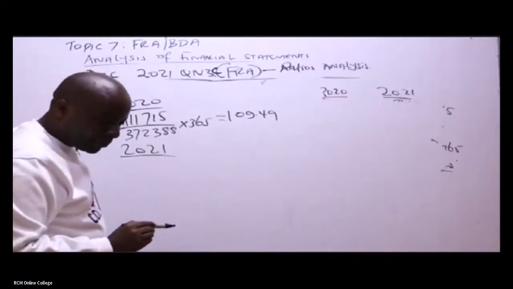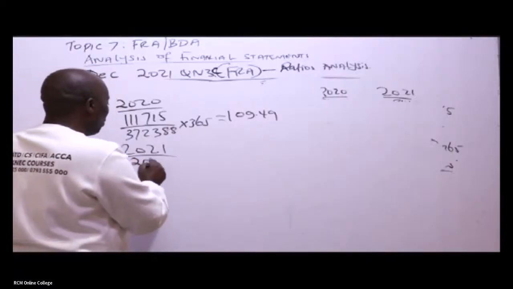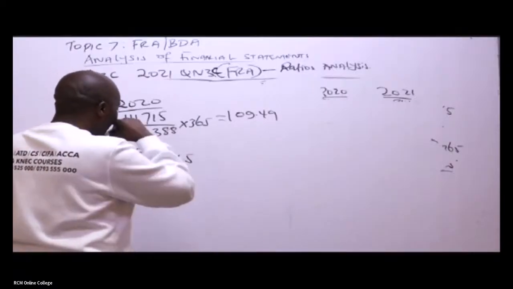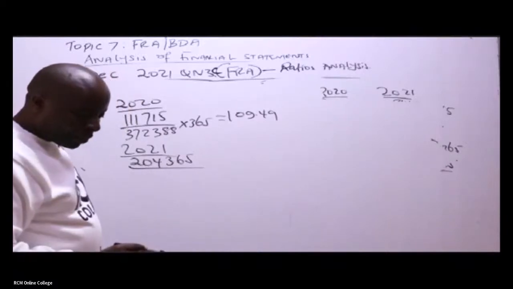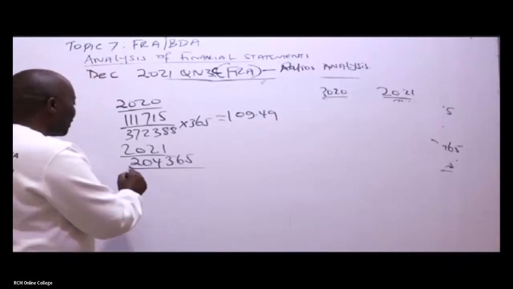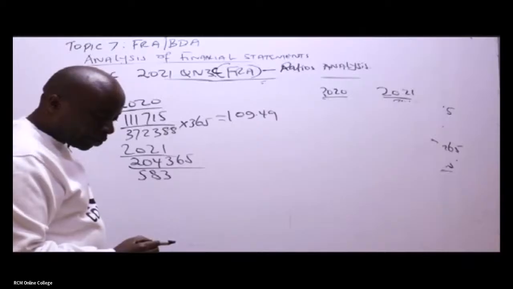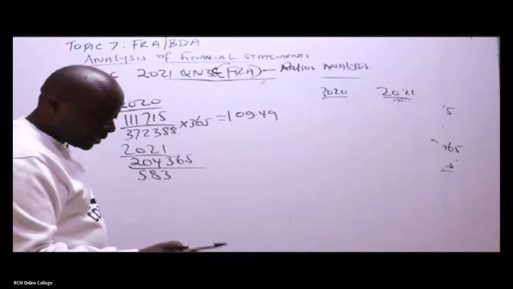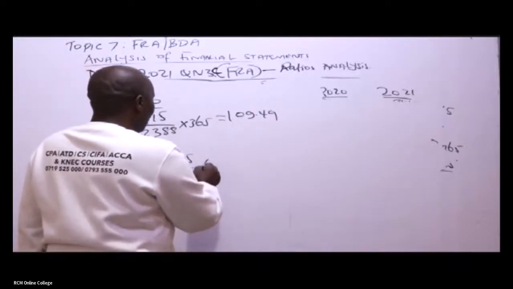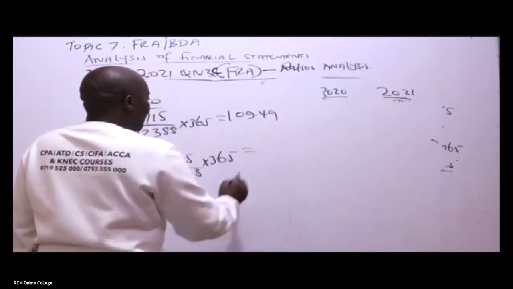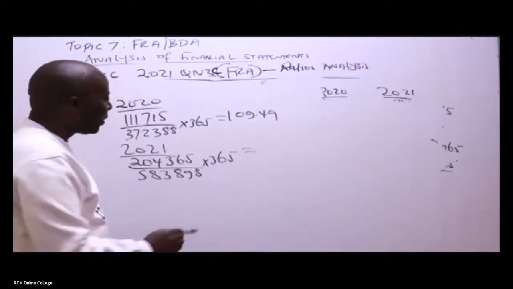2021, what do we have there? We have payables of 204,365. Divide this by the cost of sales of 2021, 583,898. Actually, in the next session I will be looking at the interpretation bit of it. For now, let's just understand the computations. 898 times 365. This is what they did to be able to get the 127.75.